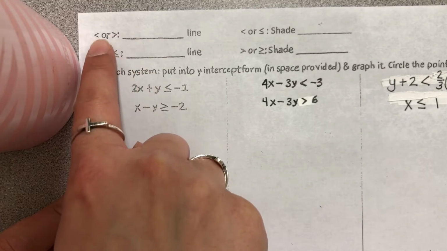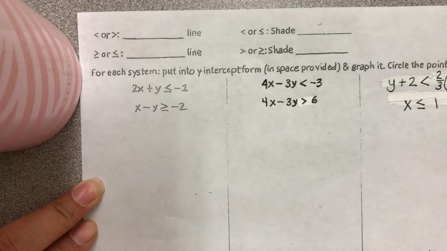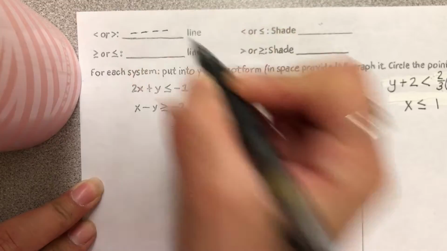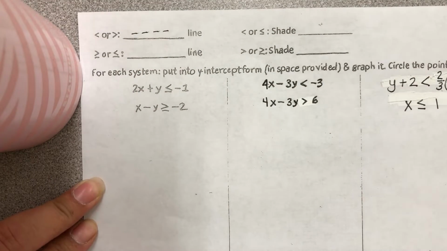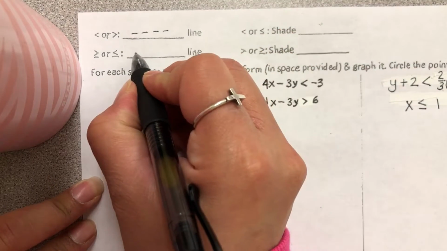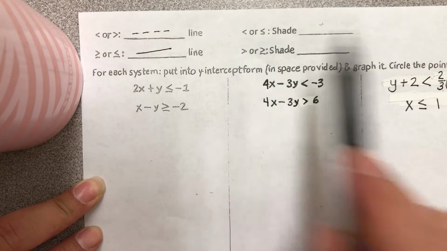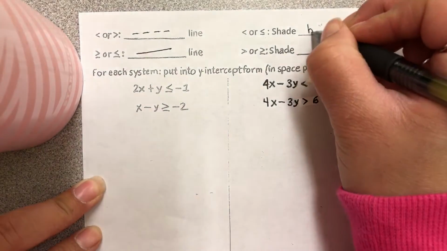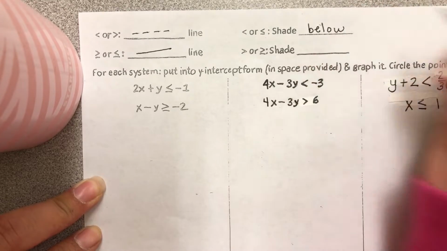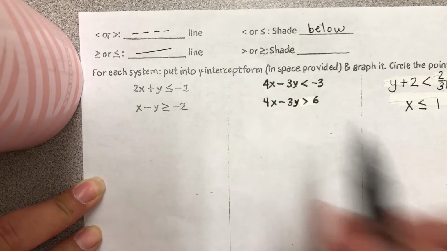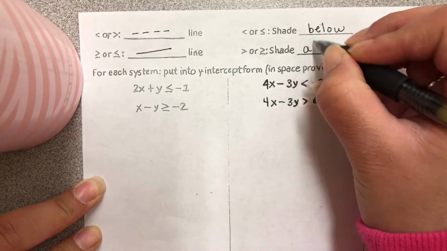If you have a less than or a greater than symbol, the symbols that don't have the equal sign at the bottom, what kind of line do we use? Well, we use a dashed. If you have the ones with the equal sign at the bottom, obviously it's going to be the opposite. We're going to use the solid line. Anytime you have a less than or equal to, we're going to shade below. And remember, you must always stand on the y-intercept and then make an arrow down. And if you have the greater than or equal to, we will shade above.